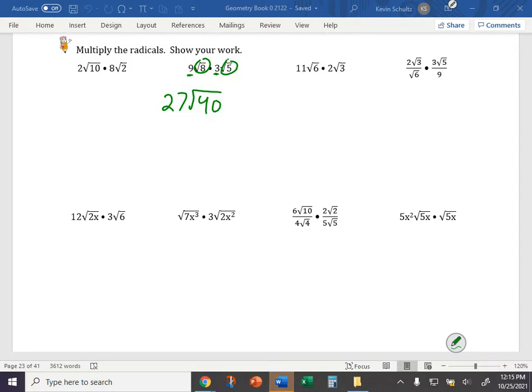Now to simplify that root 40, what factor pair are we working with? 4 and 10. So we have 27 times root 4 times root 10. That root 4, that perfect square, becomes a 2. And our final answer, 54 root 10.